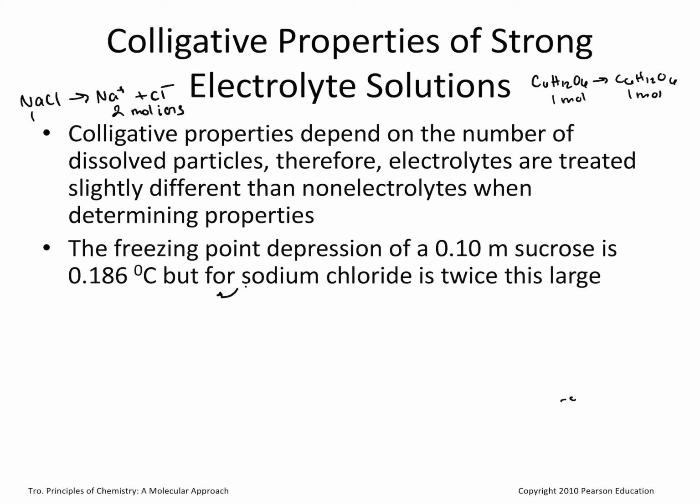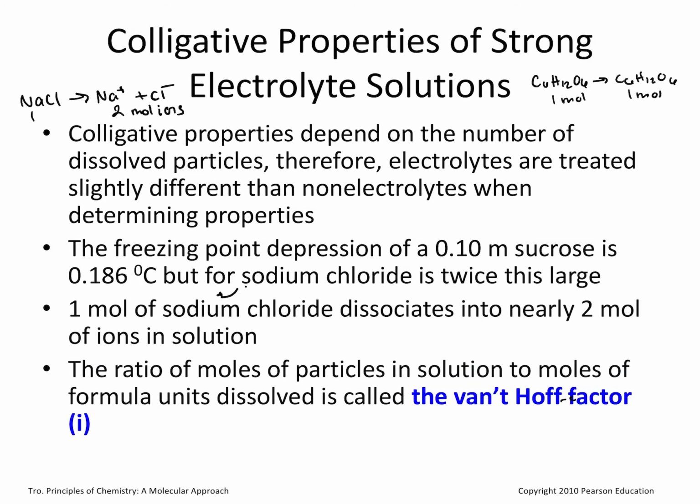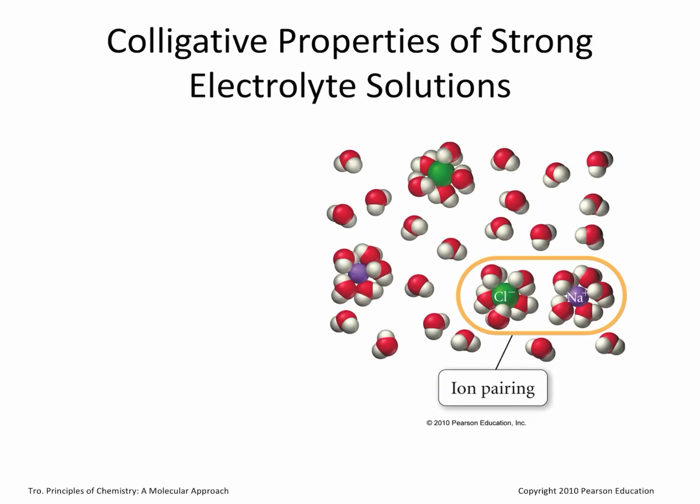So let's think of the freezing point depression of a 0.10 molal sucrose solution, which is 0.186 degrees Celsius. But for sodium chloride, it's twice that amount. That's because sodium chloride splits up into 2 moles of ions, whereas sucrose, since it's a non-electrolyte, will be 1 mole, affecting it less and depressing the freezing point less than that of an ionic substance, a strong electrolyte. So the ratio of moles of particles in solution to moles of formula units dissolved is called the Van't Hoff factor. So then it changes a little bit the way we think of colligative properties.